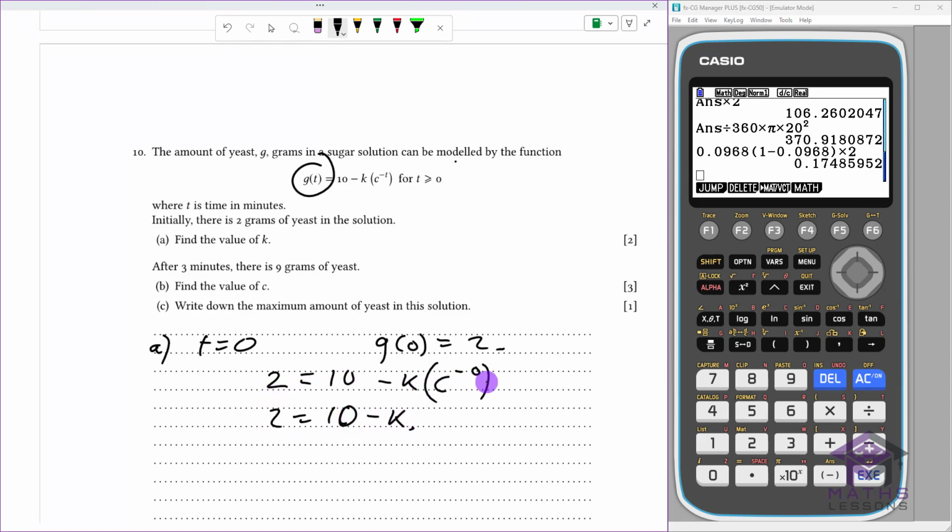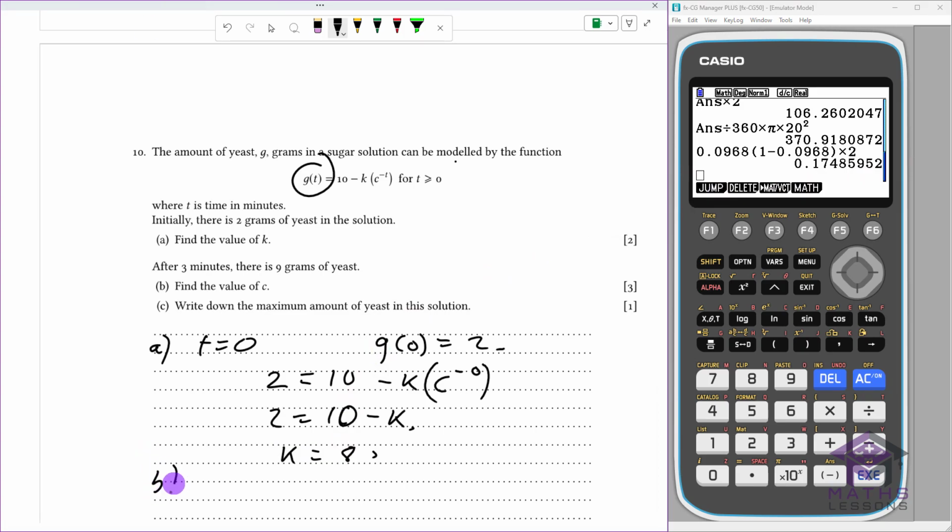Alternatively, you could just put that whole thing in. If you don't know what c to the minus is, well, actually, you're going to struggle to put c into your calculator. I was going to say, if you didn't know what that was, you could put it into the calculator and press the solve n button, but it's much easier to just do this. K on this side, 2 on that side, so k will equal 8.